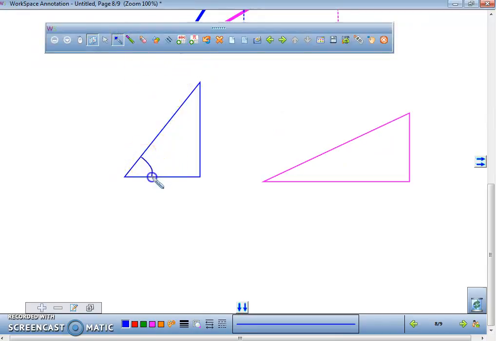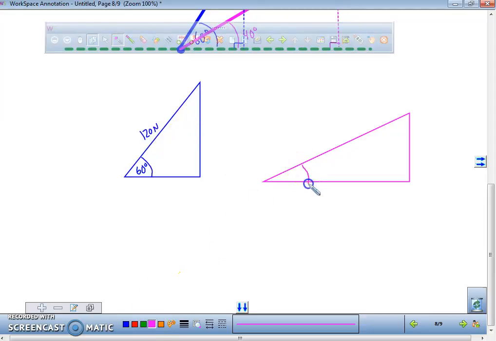How many degrees right here, everybody? 60. How many newtons? 120. Good. How many degrees right here? 40. I realize that's probably not 40 degrees. If you're being critical of my drawing, I realize it's not a 40-degree angle. It's probably less than 40 degrees, which is good. And how many newtons right here? 180.